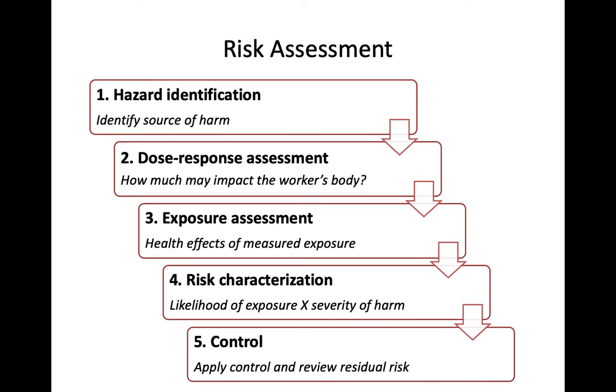The first part of the risk assessment is hazard identification, which identifies sources of harm. The second is dose response assessment, how much may impact the worker's or person's body. Number three is exposure assessment, health effects of measured exposure. Number four, risk characterization, likelihood of exposure and severity of harm. And then the last is the control measure, applying a control and reviewing residual risk.